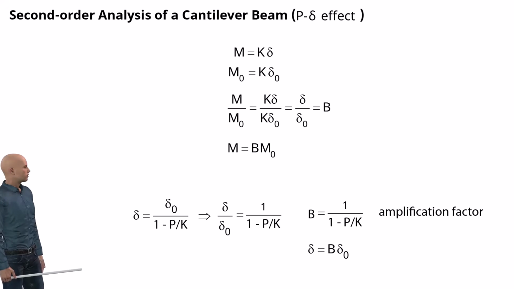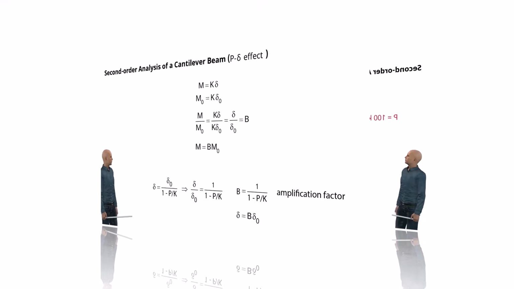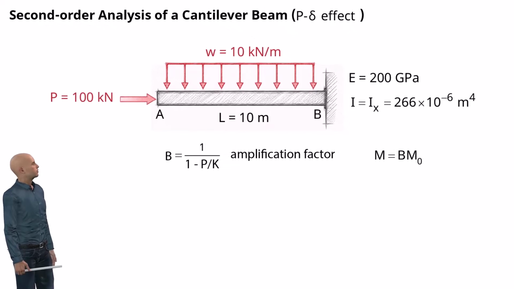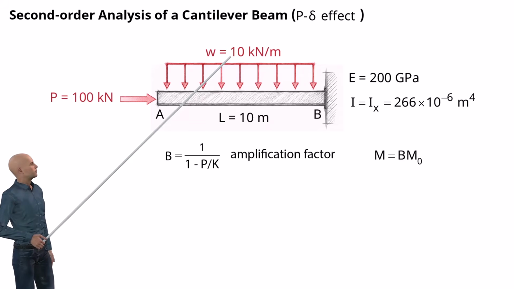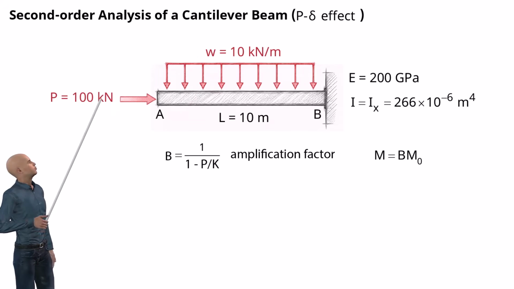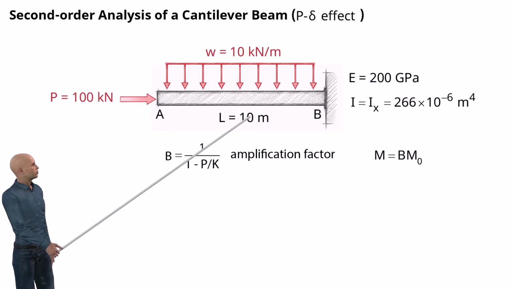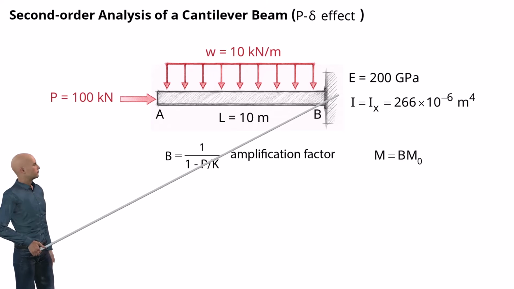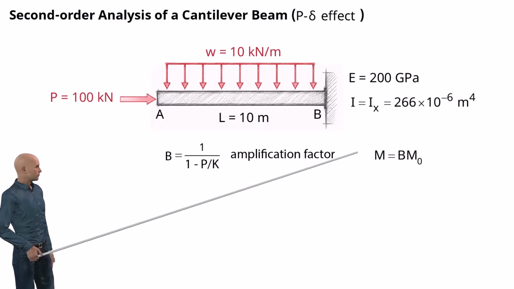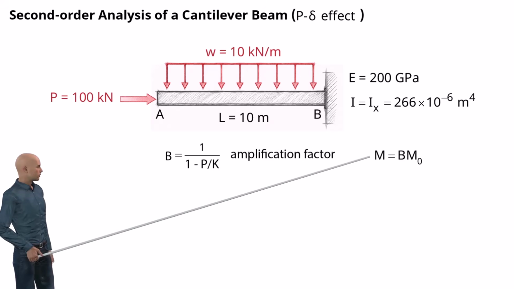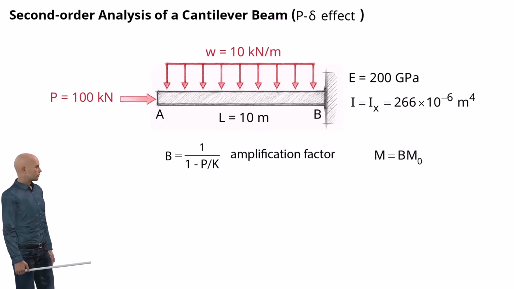Now let's apply this method to our numerical example. Here is our cantilever beam. The distributed gravity load has an intensity of 10 kilonewtons per meter. The axial compressive load is 100 kilonewtons. The beam length is 10 meters, and the flexural rigidity, EI, is known. We have already derived the moment amplification factor. We also know that the second order moment can be estimated by multiplying the first order moment by this amplification factor. First, let's calculate the member stiffness, K.